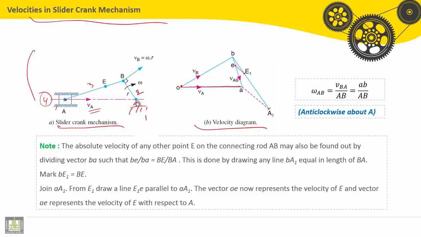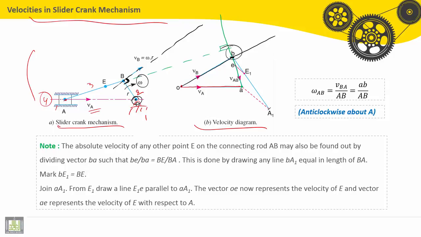After that, we have to draw from point A here a line which is perpendicular to AB. Okay? Now, we have to draw a line. We'll draw a line passing through O and parallel to VB. So VB is perpendicular to OB in the space diagram, because OB makes a rotation about O. The intersection here is the point B.